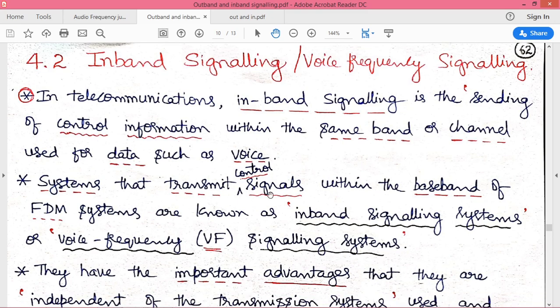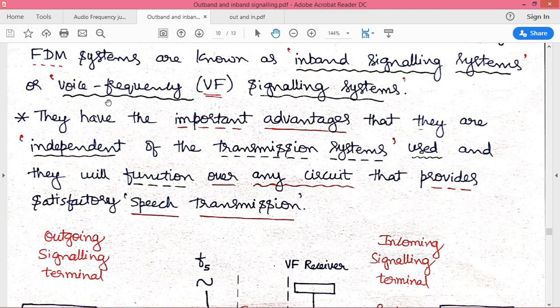The systems that transmit control signals within the baseband of an FDM system or FDM carrier system are known as in-band signaling systems or voice frequency signaling systems. This in-band signaling system has two important advantages. The first advantage is that it is independent of the transmission system we are using. Whether we are using an FDM or TDM transmission system, in-band signaling operates in both. That is one big advantage.